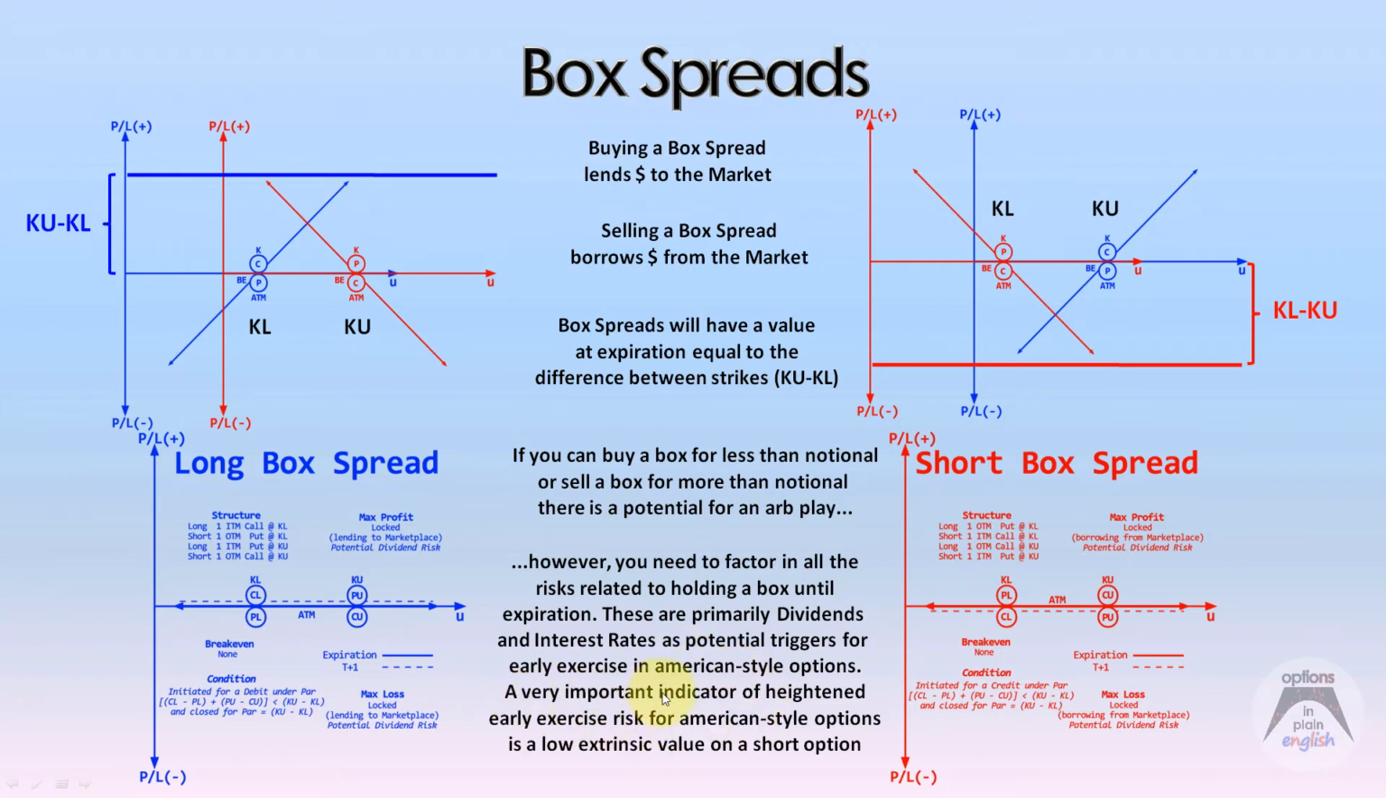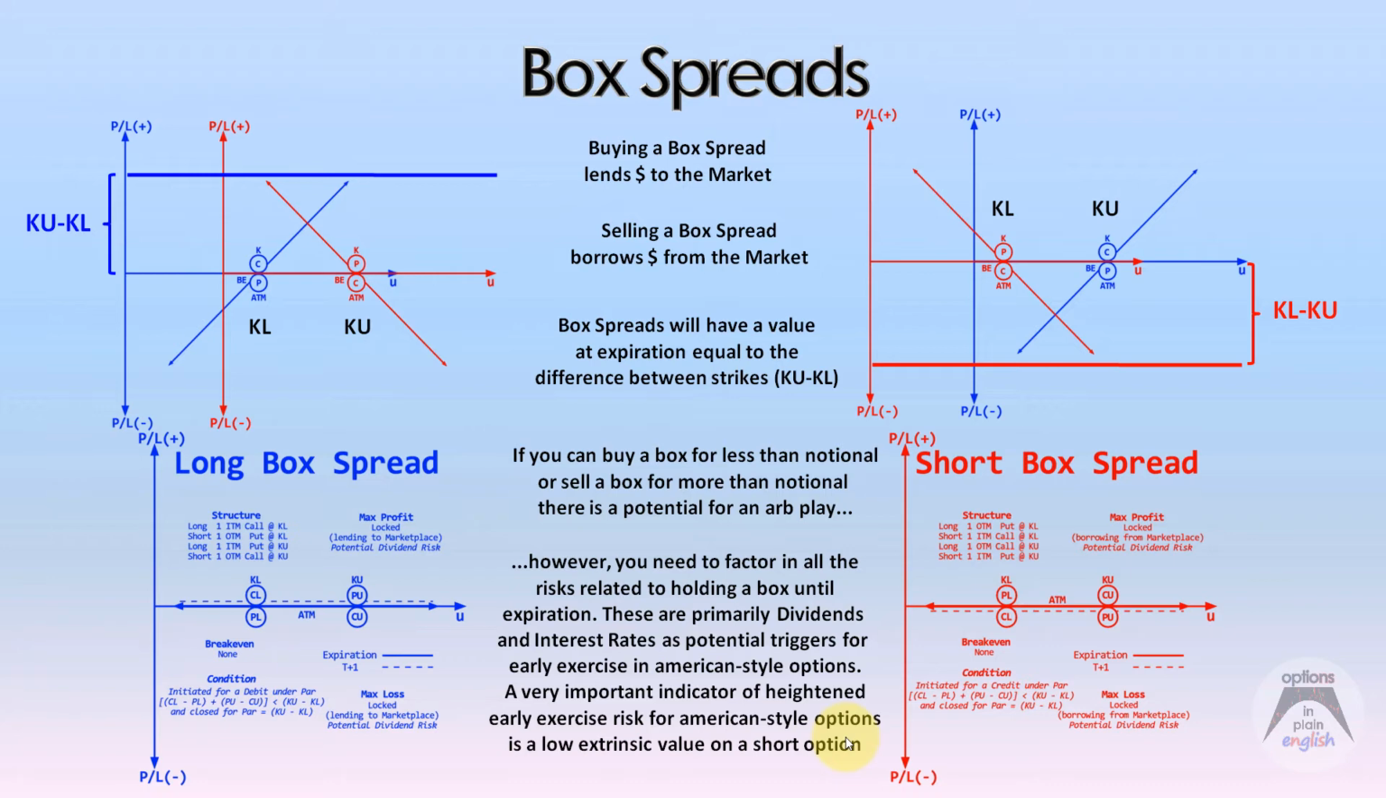A very important indicator of heightened early exercise risk for American style options is a low extrinsic value on a short option. So anytime you're short an option that has almost no extrinsic value, the extrinsic value is like a gate in front of your house, and that prevents you from being assigned, because the buyer of the option is going to sacrifice that extrinsic value. So if that extrinsic value is significant, they're not going to exercise. But if this extrinsic value is very low, since the cost is going to be so little, the probability that they're going to exercise goes higher.